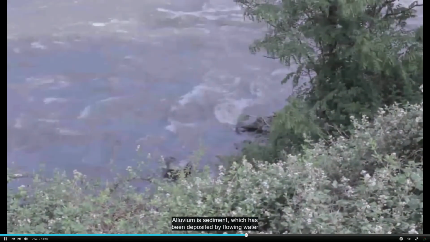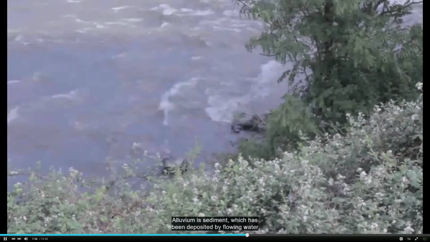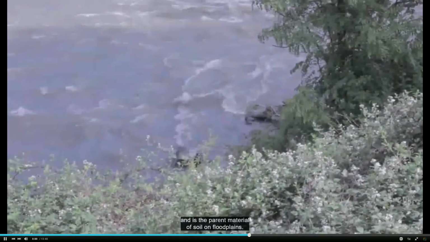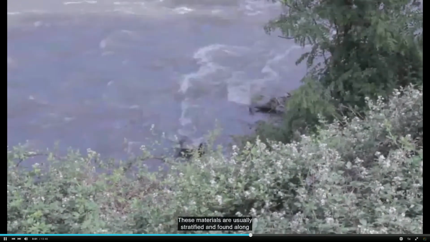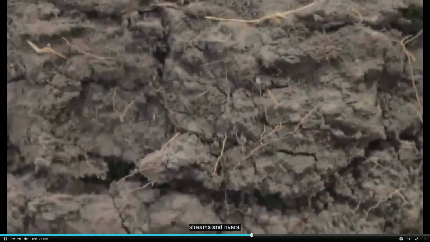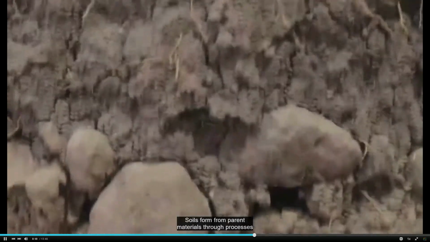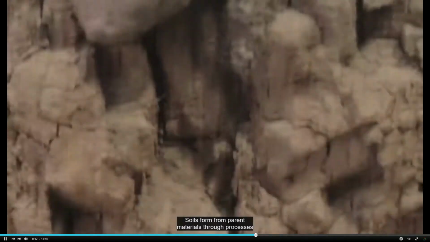Alluvium is sediment which has been deposited by flowing water and is the parent material of soil on floodplains. These materials are usually stratified and found along streams and rivers. Parent material is a mixture of rocks and the minerals within those rocks. Soils form from parent materials through processes called weathering.